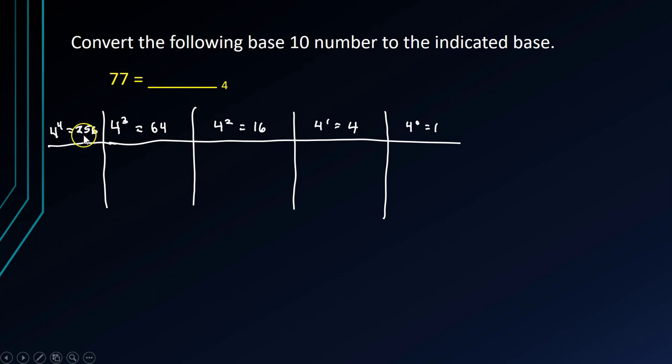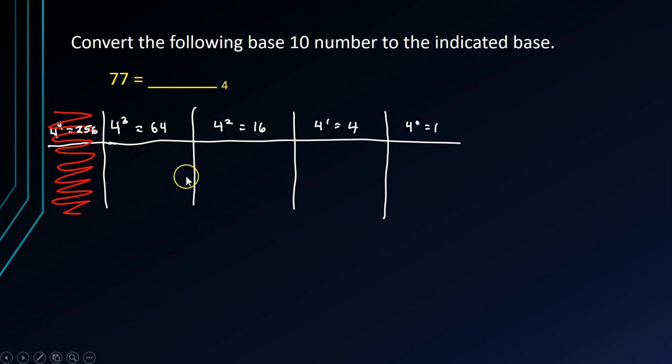4 to the 4th power would be 256, which is too big. 256 cannot in any way divide into 77, giving me a whole number as part of the quotient, and then a remainder. So 4 to the 4th power is out here. These are the potential powers of 4 that could be involved with this.